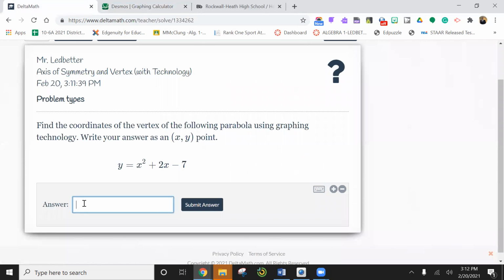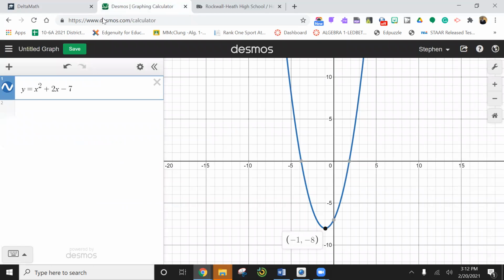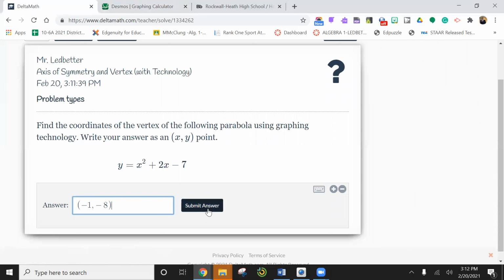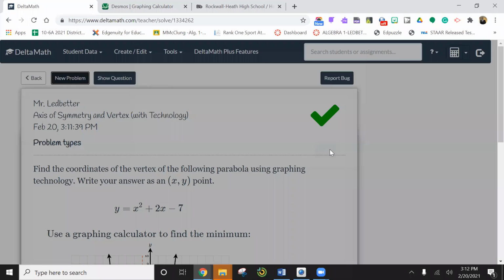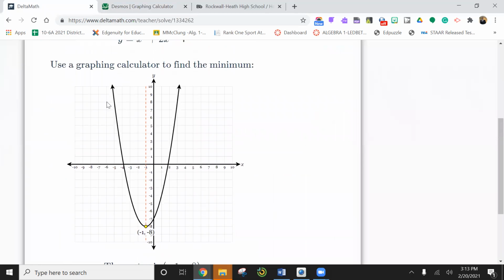So you open it up here. -1, comma, -8. I want to verify, make sure I did it right. -1, -8. So that's right. There it is. Hit submit and then hit go. And there it is. Pretty simple. Nothing much to it.